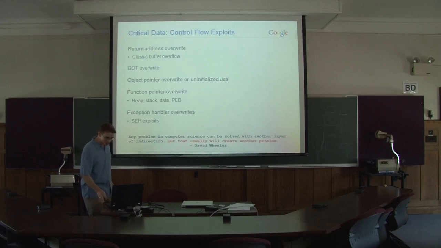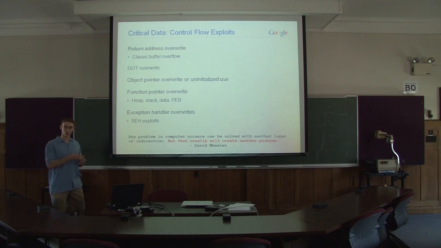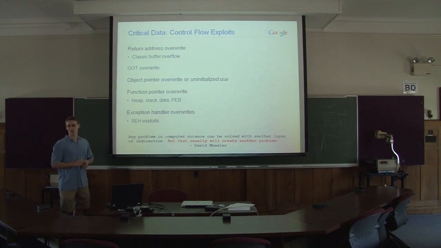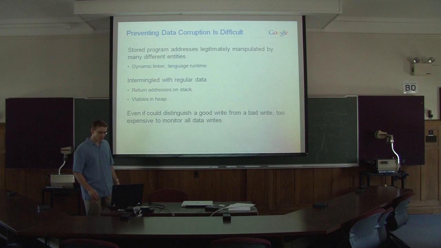For every one of these, you can find example security exploits to take advantage of. Right? This is maybe a typical buffer overflow that overflows an array or something on the stack, and then ends up clobbering the return address. But for everything else, you can also find an example exploit. And the problem here is there are so many of these things that can be clobbered. It's really tough to protect them all, right?